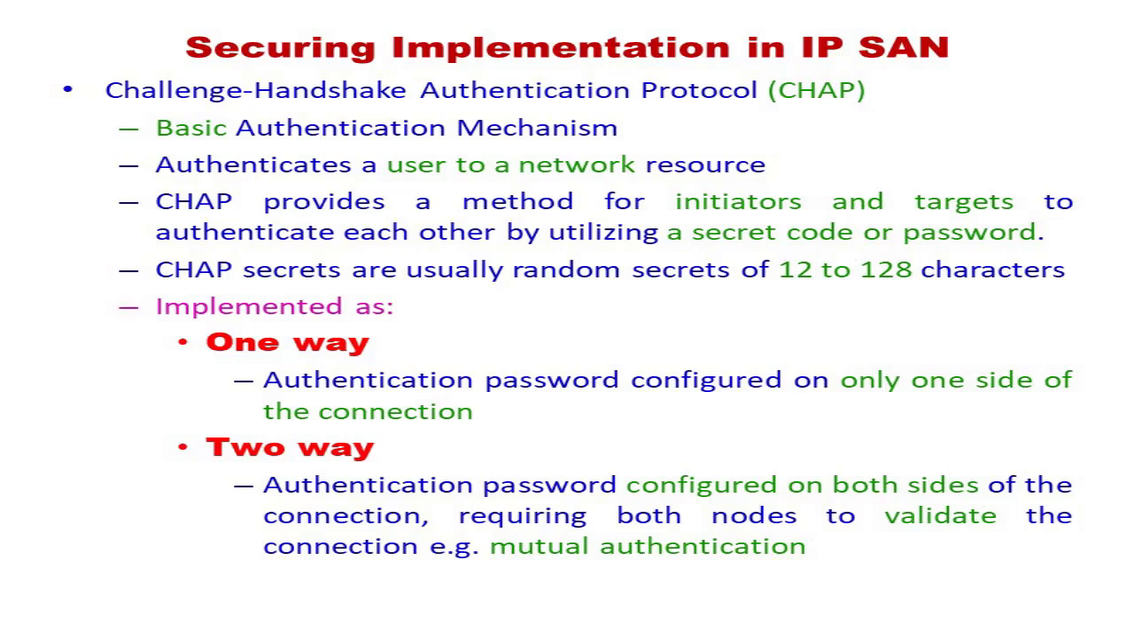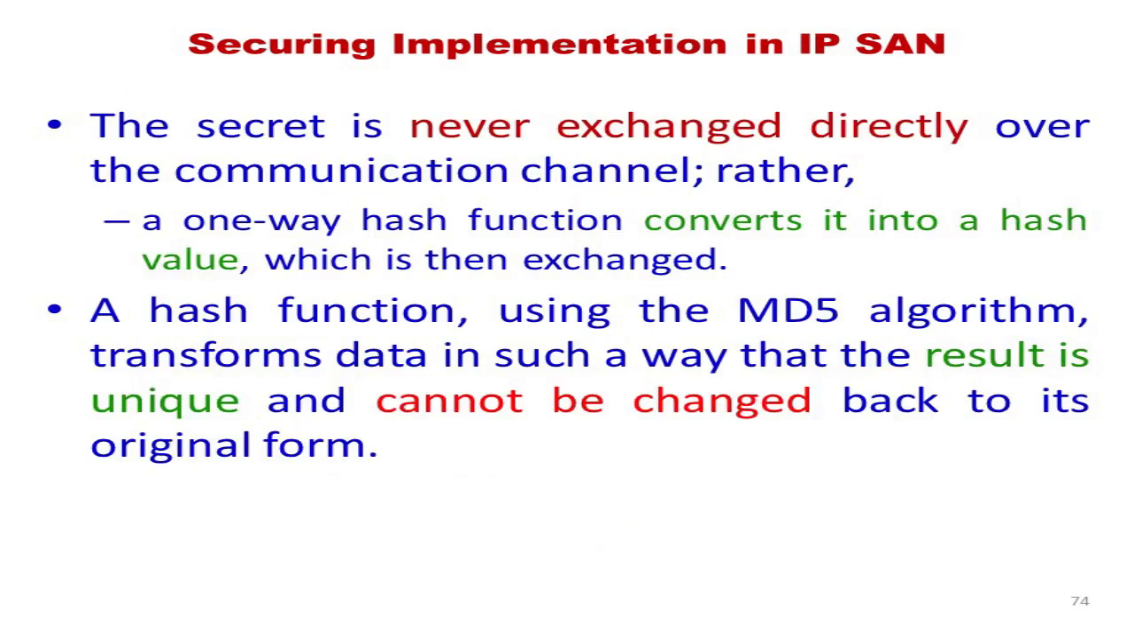One way: authentication password configured on only one side of the connection. Two way: authentication password configured on both sides of the connection, requiring both side nodes to validate the connection. This is mutual authentication. Security implementation in IP SAN.